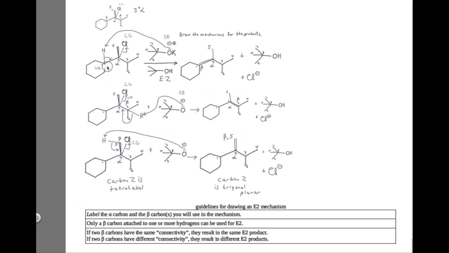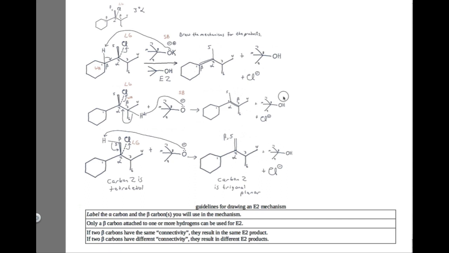Here we labeled beta carbon 1, here we labeled beta carbon 3, and here we labeled beta carbon 5 because we were using different beta carbons in each mechanism. In each E2 mechanism, label the alpha carbon and the beta carbon that you're using for that mechanism to avoid confusion. Only beta carbons with hydrogens can be used for E2, but in this case, all 3 of the beta carbons had at least 1 hydrogen.